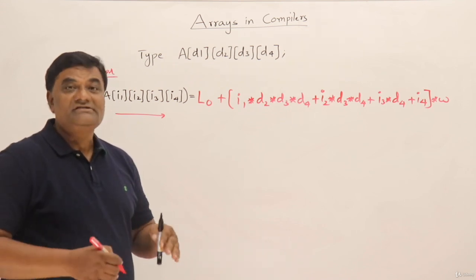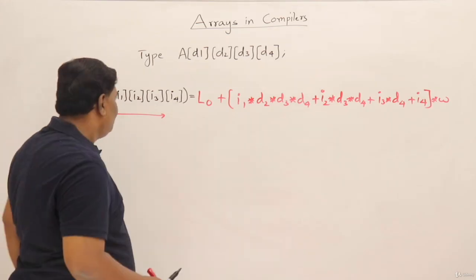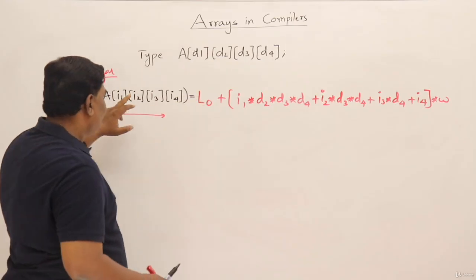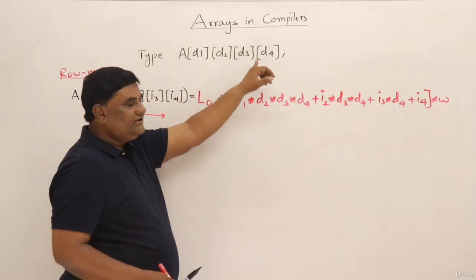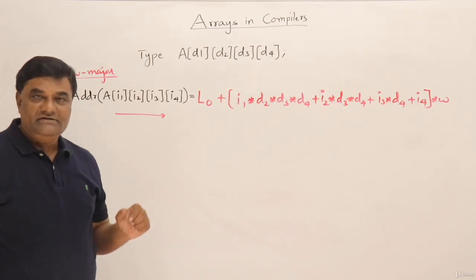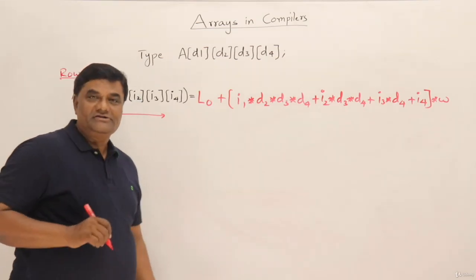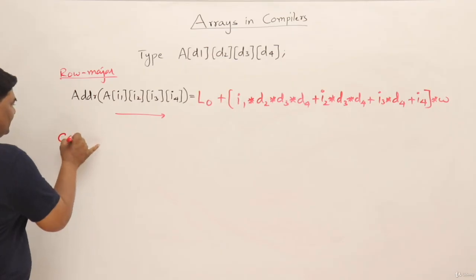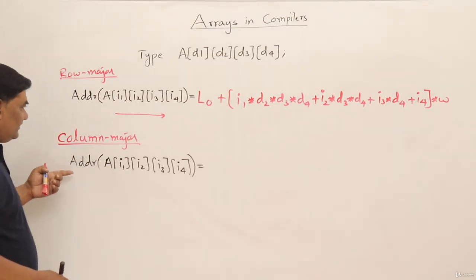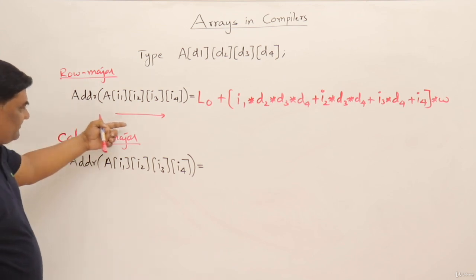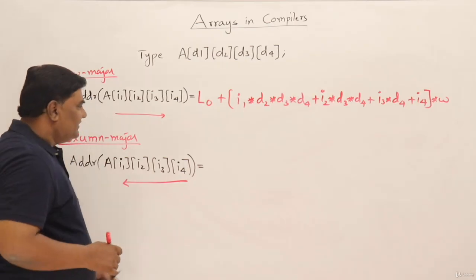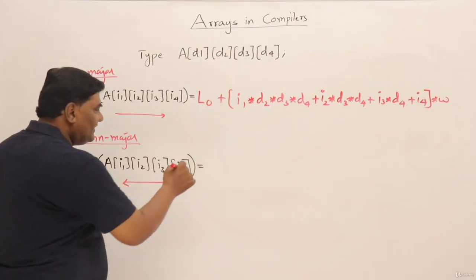So you might have observed what the procedure for preparing the formula is. For every index we take the dimensions after that dimension. For I2 we take all the dimensions after D2. So this is the approach. We have taken it from left to right. Now I will write the formula for column major. Column major formula, address of... Now for column major, I already said that for row major we go from left to right, and for column major we go from right to left. So let us prepare the formula.